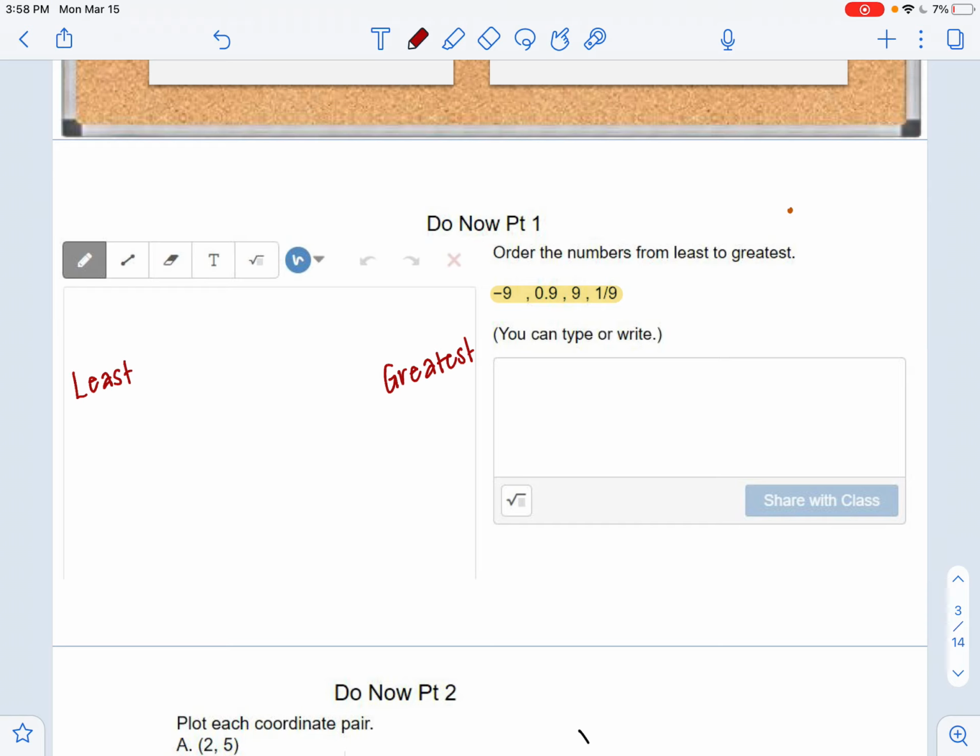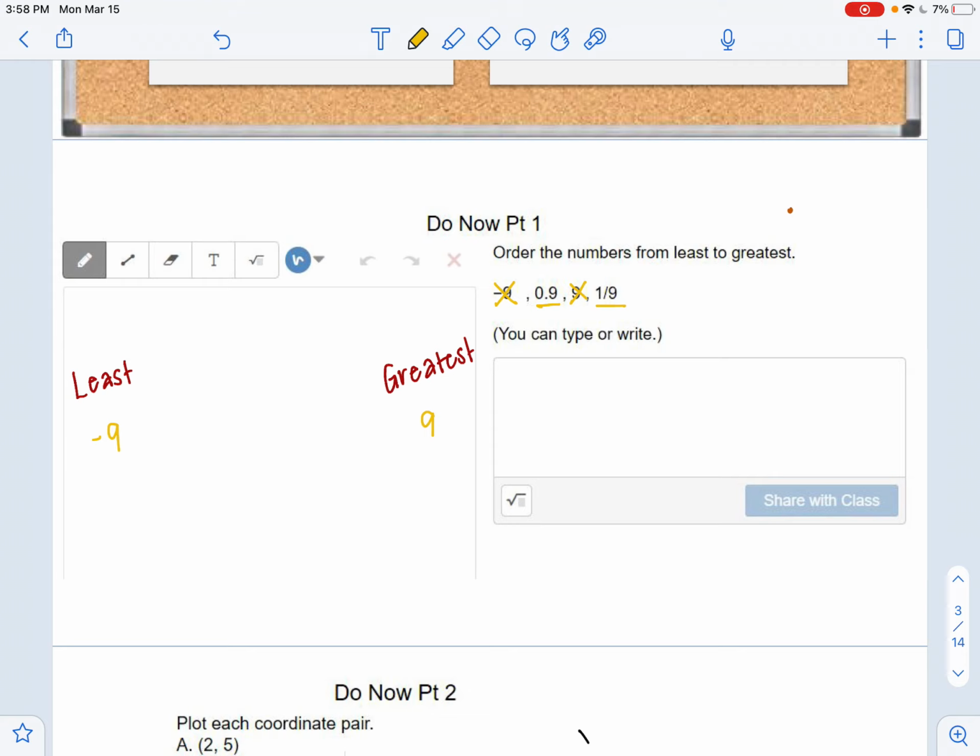Okay, so hopefully you've tried this on your own. The first thing that I did in class was I pointed out that -9 was definitely the least because it's the only number we have that is negative. So I'm going to go ahead and put that at least. Again, we're ordering from least to greatest. And I know that +9 is definitely my greatest number because it is greater than 1, whereas both 0.9 and 1/9 are both less than 1. So I know that +9 is definitely going to be my larger number.